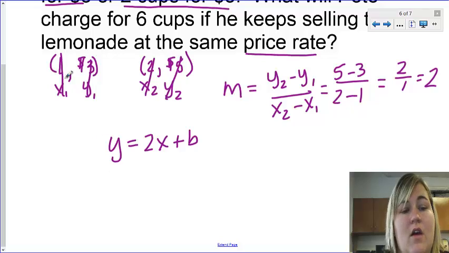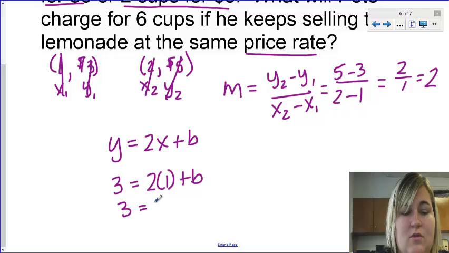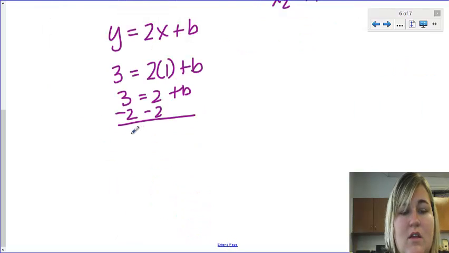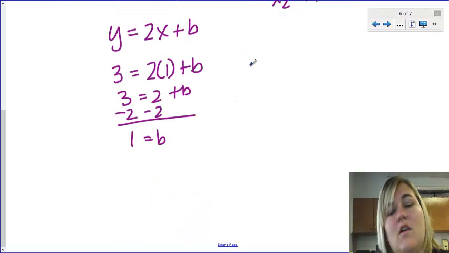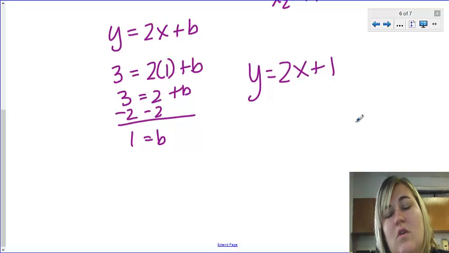So I'm going to use my first set of coordinates here, which is going to be 3 equals 2 times 1 plus b. So I have 3 equals 2 plus b. Subtract 2 from both sides. So I'm left with 1 equals b. So I know that my formula is y equals 2x plus 1.